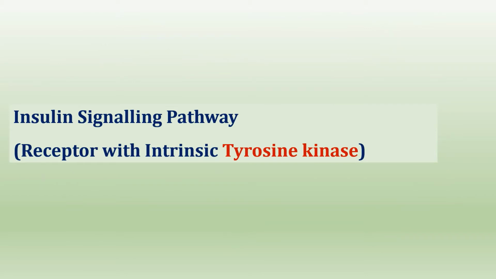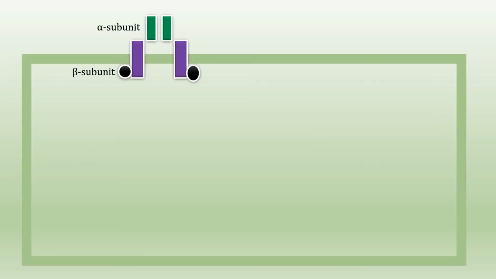Insulin is a hormone which is secreted by beta cells of pancreas, and it is a hypoglycemic hormone. It acts through the receptor having intrinsic tyrosine kinase activity. So let's see how it works. Insulin receptor has two types of subunit, alpha and beta. The intracellular domain of beta subunit has intrinsic tyrosine kinase activity. So when hormone insulin binds to alpha subunit, the signal is transmitted to beta subunit and the tyrosine gets phosphorylated.